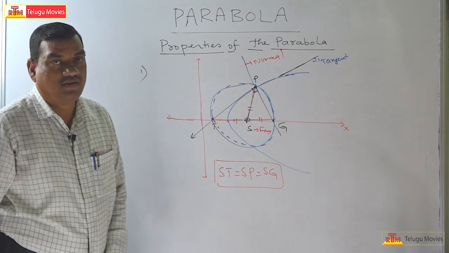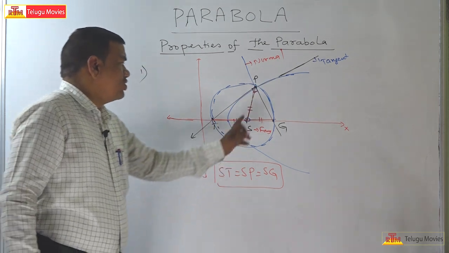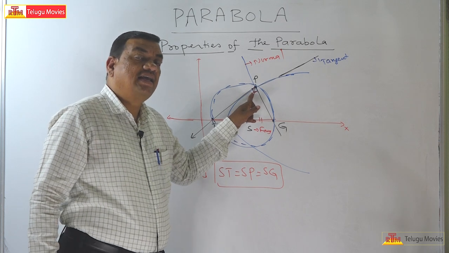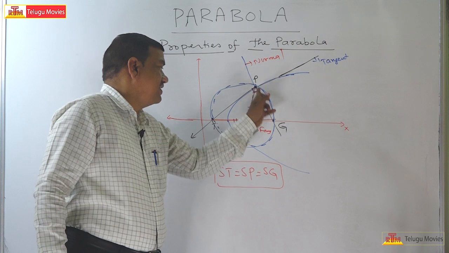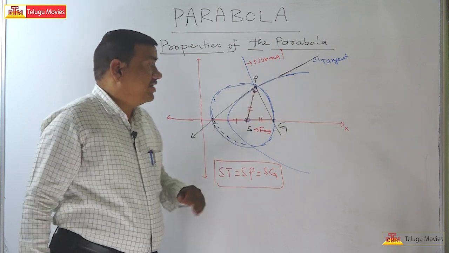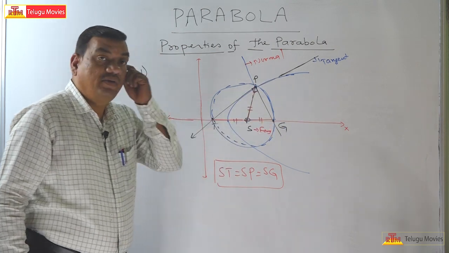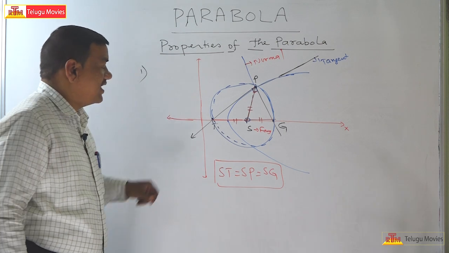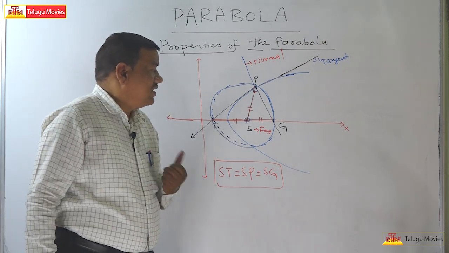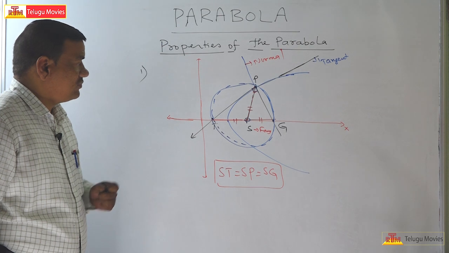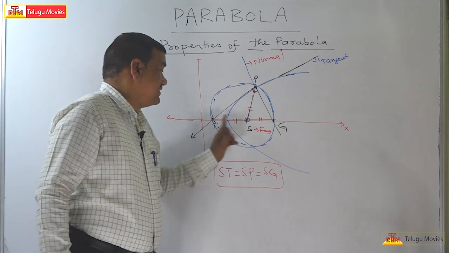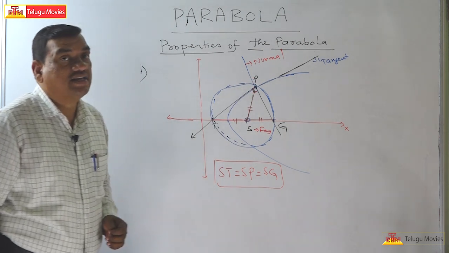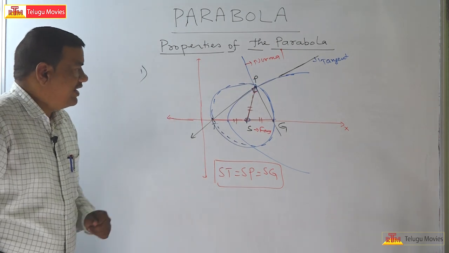Now, obviously it is an angle in a semicircle, and an angle in a semicircle is 90 degrees. Why? Because it is a tangent and normal, so it will be 90 degrees, and TG will be the diameter of the circle. S will be the center of the circle. SG or ST or SP is the radius of the circle. A very, very important point.